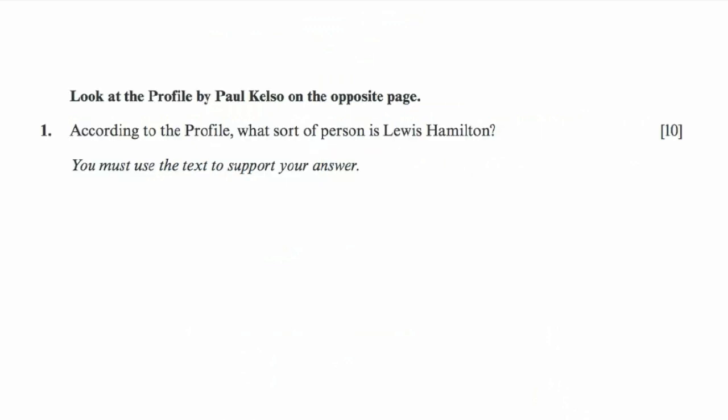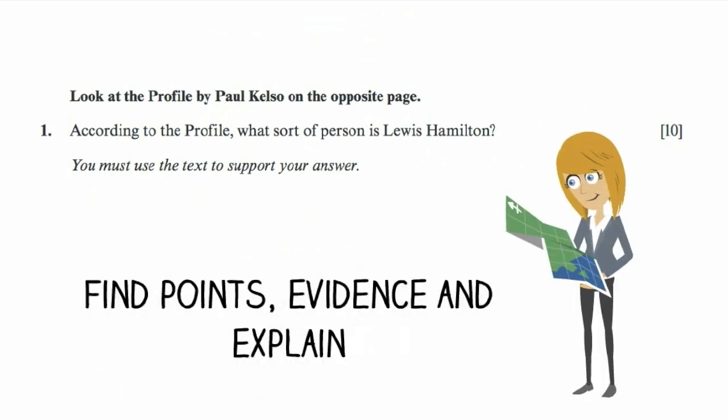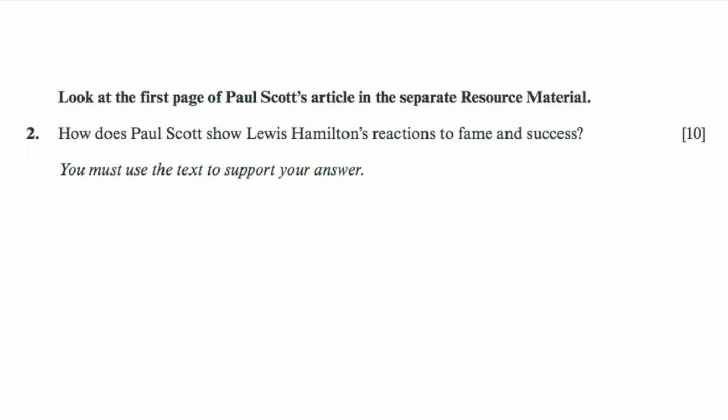Question 1 then tells you to look at the profile by Paul Kelso and asks you what sort of person Lewis Hamilton is. And it reminds you there you've got to use the text to support your answer. So in other words, give evidence or quotations. It's also asking you to use inference or dig deeper, isn't it? So I would suggest the best plan for answering this question is to use what we call in my class point, evidence and explain. So you're finding the points, you're selecting your evidence from the text and explaining your answer.